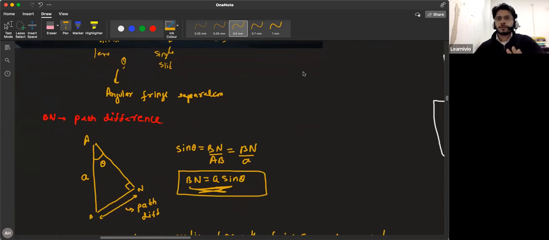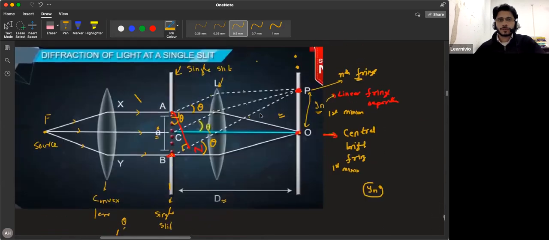Sir, can you show the diagram once again? Yes, I'm showing the diagram. And see, this separation here is the linear separation of the nth fringe. Yn is the linear fringe separation. The linear separation from the central maxima, the separation of this nth fringe, is Yn. This is the linear fringe separation.